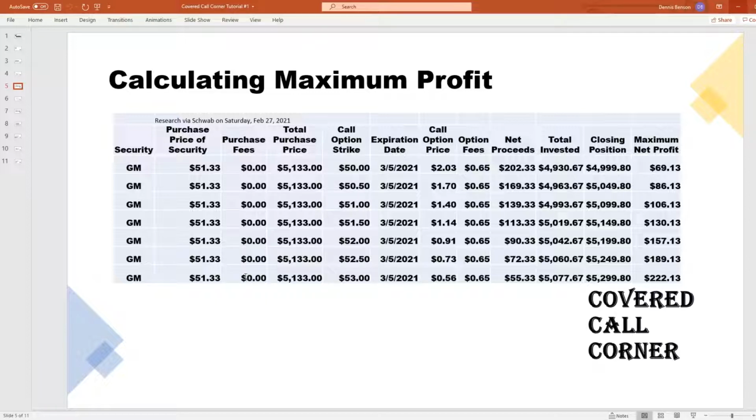This is some of the beauty of zero commissions, which have become quite the rage here in the last year. My total purchase price is 100 times 51.33 or $5,133. This will be taken out of the cash position in my brokerage account. Then I pick an option strike price. And here are the different bid prices for each of those options.